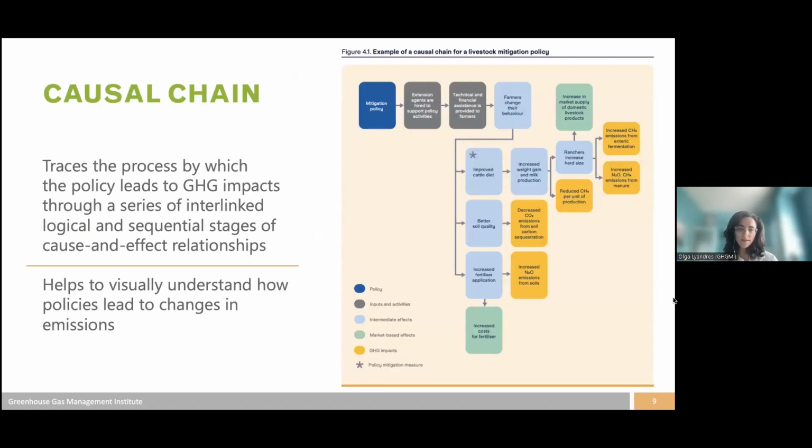Describing policy activities can be done using these templates and the tables that we provide in the guide. But another tool that is offered is called the causal chain, which traces the process by which the policy leads to GHG impacts through a sequential and logical series of steps that really demonstrate the cause and effect relationship between them. You see here on the right is a diagram that shows an example. And it's a really helpful way to visually represent what's happening as a result of the policy and capture how the policies lead to changes in emissions. This is also a very good tool for stakeholder engagement because it allows a more visual representation of the information that's easier to engage with and discuss.